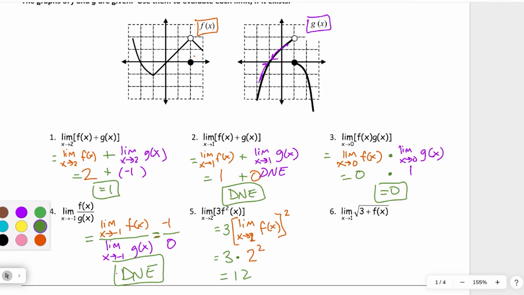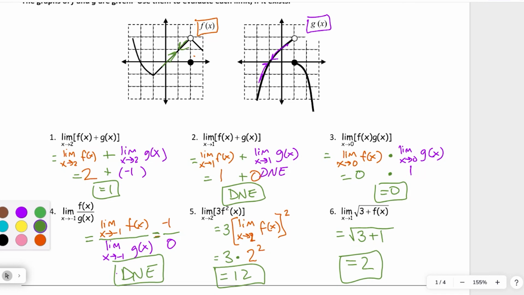Number 6, we've got the limit as x approaches 1 of this square root deal that's happening here. So let's see what we've got. As x approaches 1, f of x is getting closer and closer to 1. We've already answered that before. So this is going to be the square root of 3 plus 1, which equals 2. Okay, there's that first part.